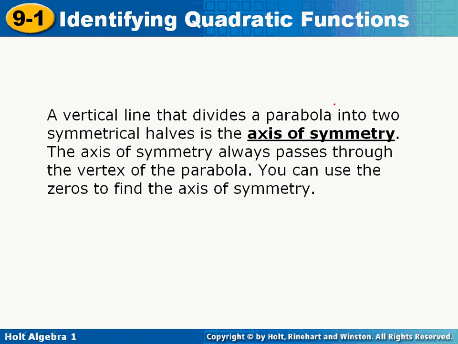There is a vertical line that goes right down the middle of your parabola. It's a dotted line. It's called an axis of symmetry because it's symmetrical, which means it's the same on both sides. You can use the zeros that you find to find the axis of symmetry because the axis of symmetry is always right smack dab in the middle.